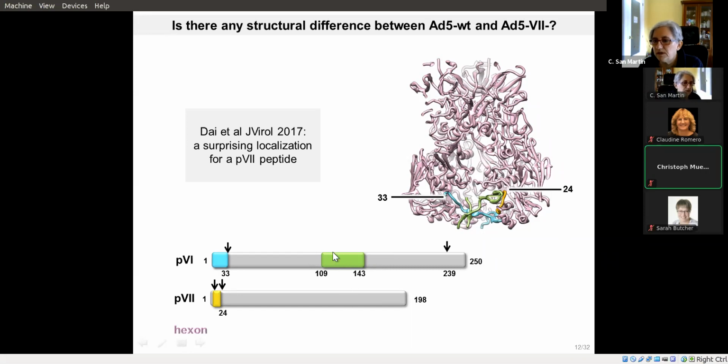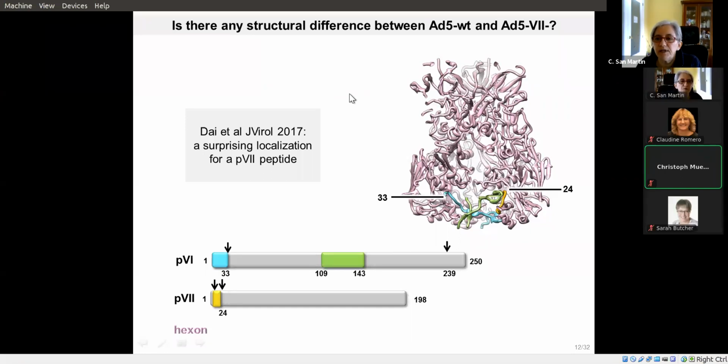Down here would be the virus genome. And the interesting thing here is that this is a trimer, a hexon trimer. Both the peptide of P6 and the peptide of P7 bind to the same site in the hexon monomer. So Hongshao proposed that these two proteins would be competing for binding to hexon.